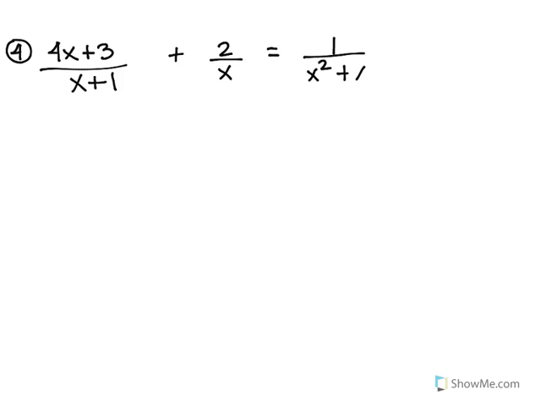Example 4. (4x plus 3) over x plus 1 plus 2 over x equals 1 over x squared plus x.